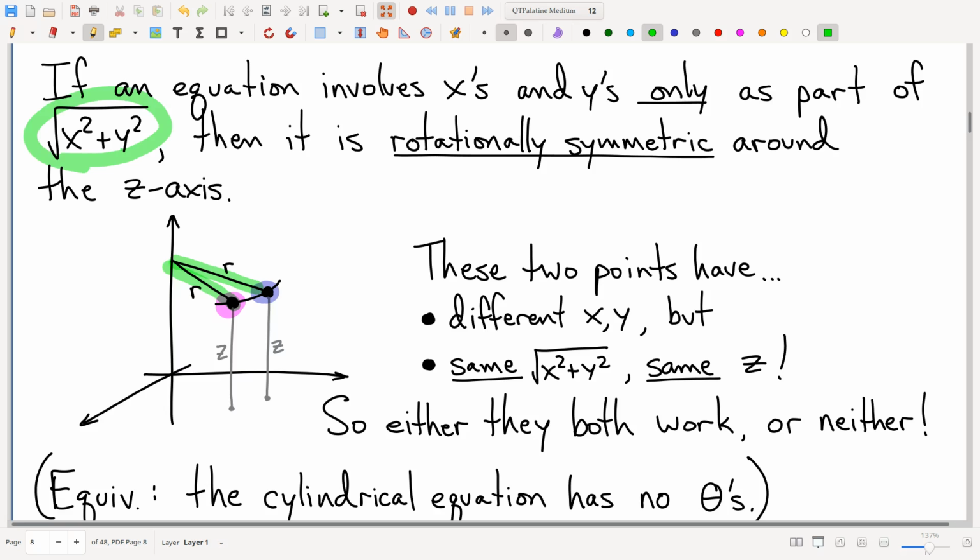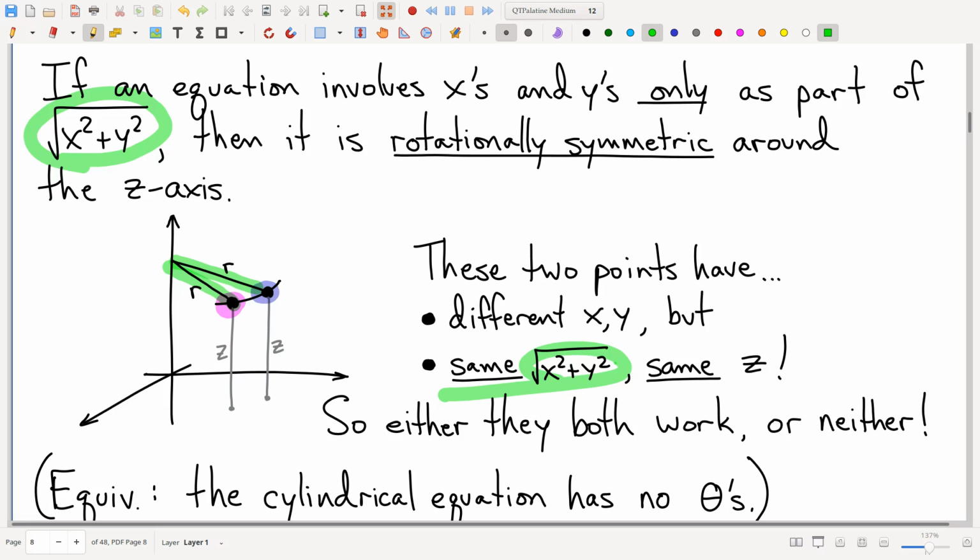That means that even though purple and dark blue have different x and different y, they have the same value of this expression. That's the only way that x and y even show up in the equation in the first place. So who cares if they have different x and different y? Those differences between the x's and the y's are going to disappear as soon as you plug into this expression. Right? It's just kind of a slick observation.